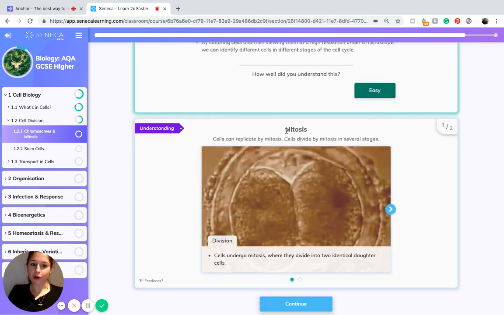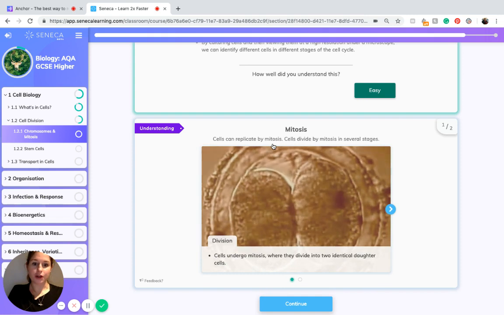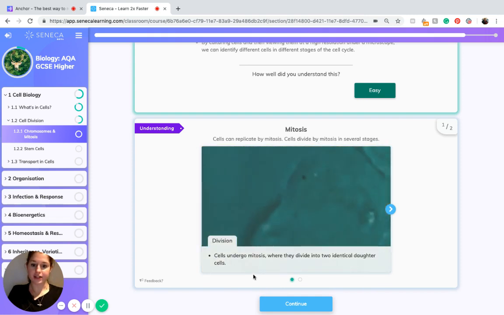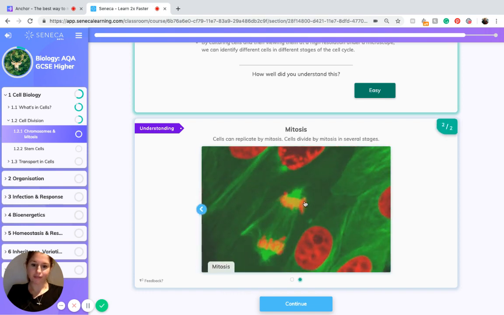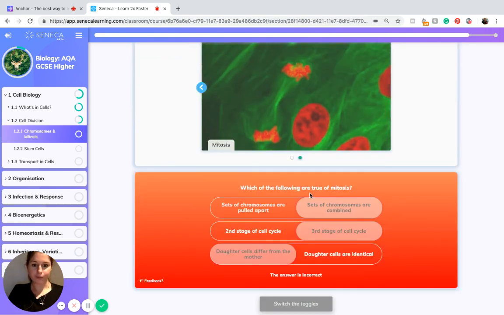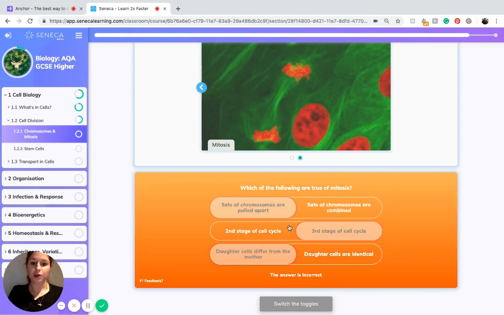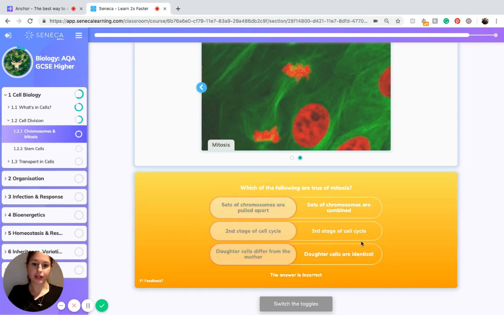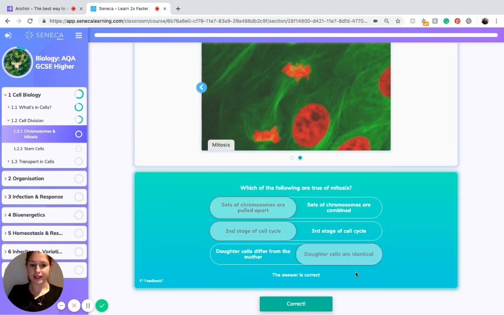So just to recap on our understanding of mitosis, we know that the cells divide in several stages. The cells undergo mitosis where they divide into two identical daughter cells. So to look back on the features of mitosis, we know that sets of chromosomes are pulled apart. We know it's the second stage of the cell cycle, and we know that the daughter cells are identical.